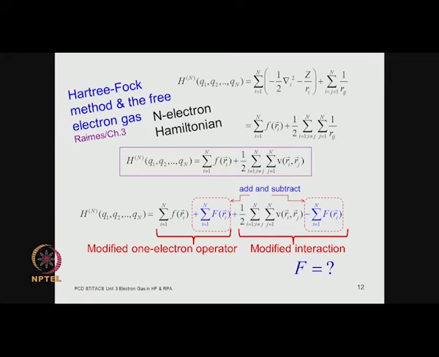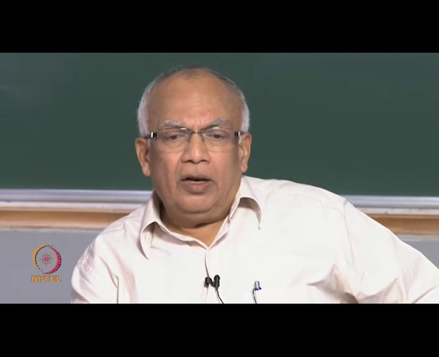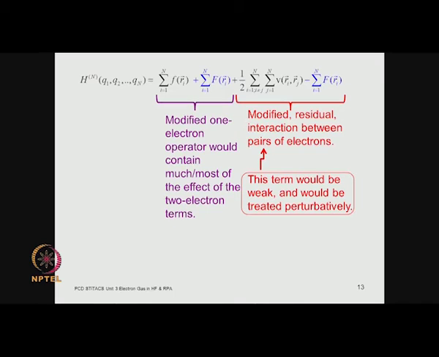What we are now going to discuss is how to choose F. Now, quite obviously, F is to be chosen so that the modified residual interaction is very weak, that we certainly know, and the 1 electron term includes the atomic potential in the atomic case.